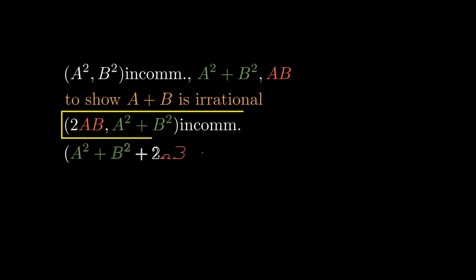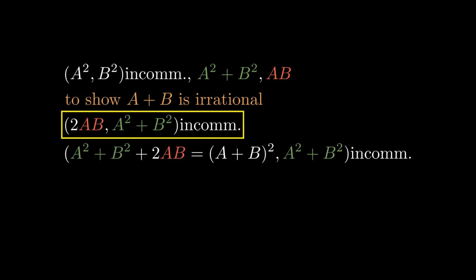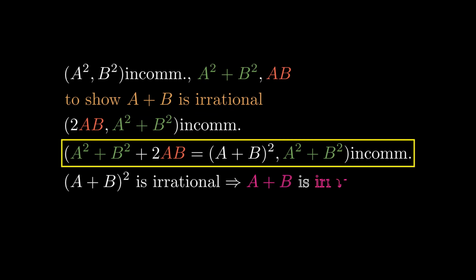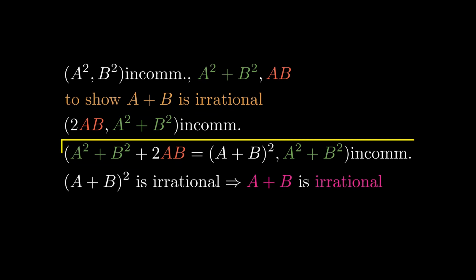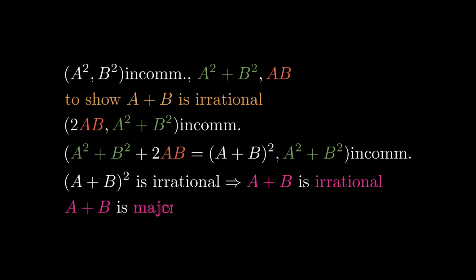Or that a squared plus 2ab plus b squared, equaling (a plus b) squared, and a squared plus b squared are incommensurable. So (a plus b) squared is irrational, so a plus b is irrational. We'll call it major. So overall, a major number is the sum of two numbers, a and b, not commensurable in square, whose sum of squares is rational and whose product is medial.